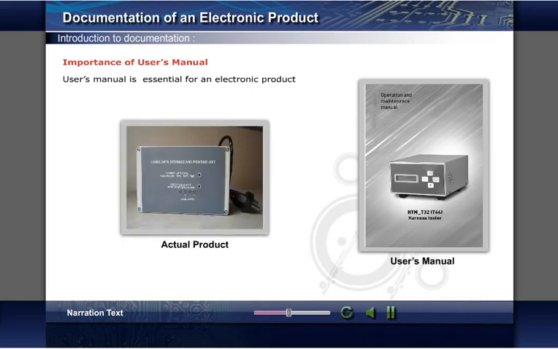Let us take an example. Here, the picture of the product on the user's manual does not match the actual product. Such wrong illustrations confuse users. At times, we may not understand instructions in a user's manual. Reasons could be many, such as incorrect language, ambiguous information, or wrong illustrations.